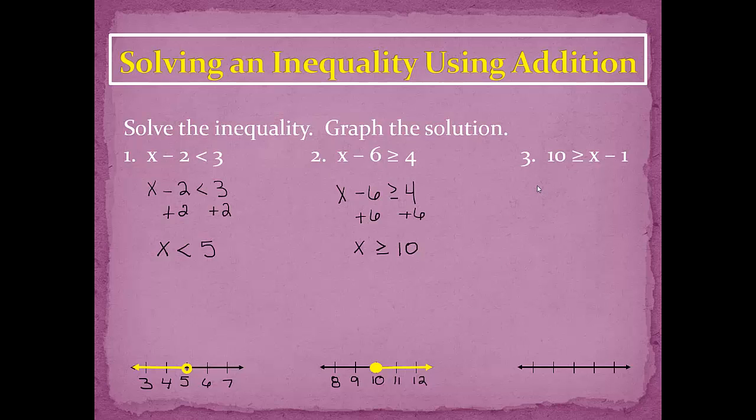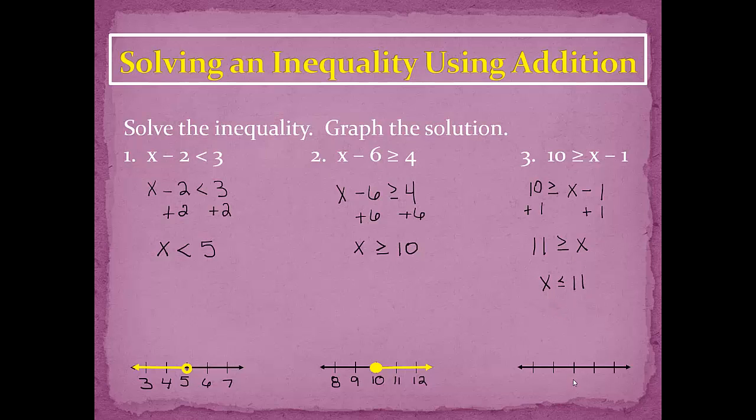And now for number 3, we have 10 is greater than or equal to x minus 1. Once again, we solve this just like we did equations, so we will add 1 to both sides. 10 plus 1 equals 11. So we have 11 is greater than or equal to x, and we can rewrite this as x is less than or equal to 11.